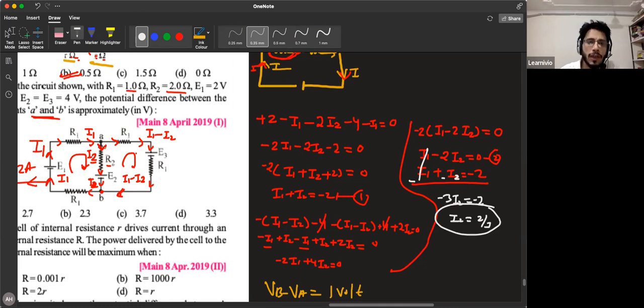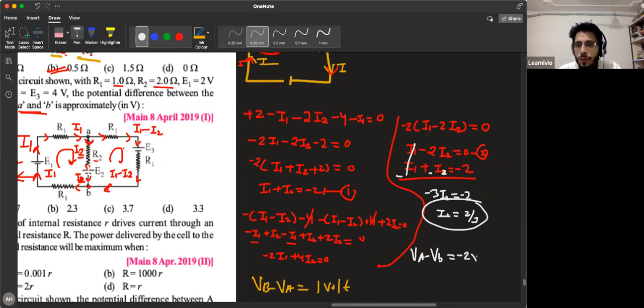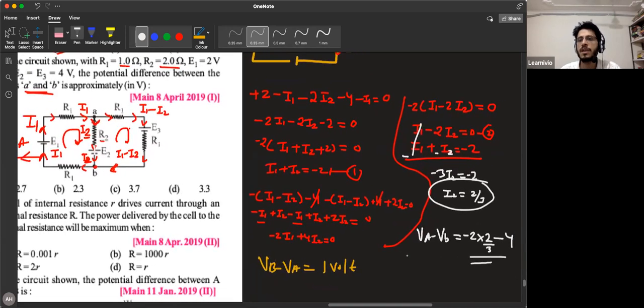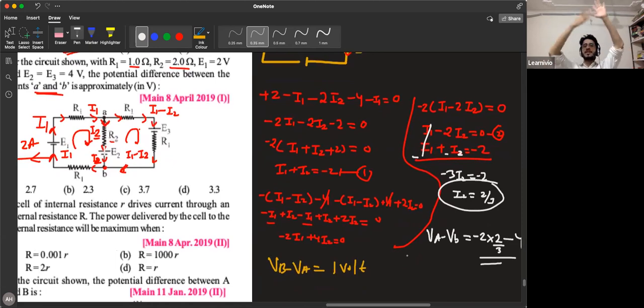Once you have I2, you can calculate the potential difference. You need VA minus VB. So VA minus VB is, you're going in the direction of current. So it's R2 I2, R2 is 2, I2 is 1 by 3. So minus 2 into 1 by 3. Then higher to lower, it's fall. E2 is 4. So whatever you get from this is VA minus VB. Note it down. Simple application of Kirchhoff law, nothing else. This is again based on the first example that we did in Kirchhoff law.